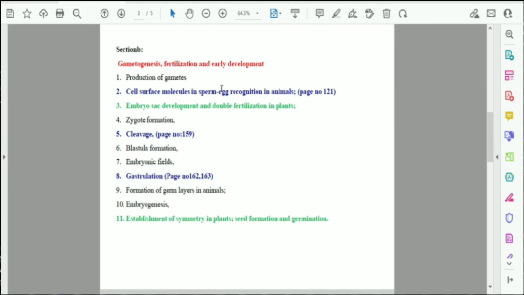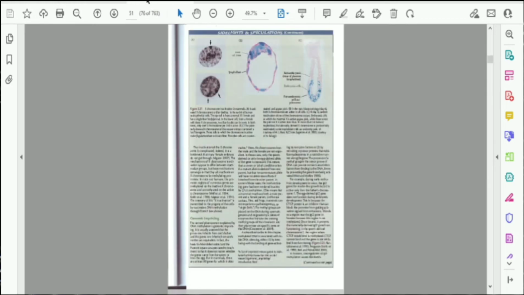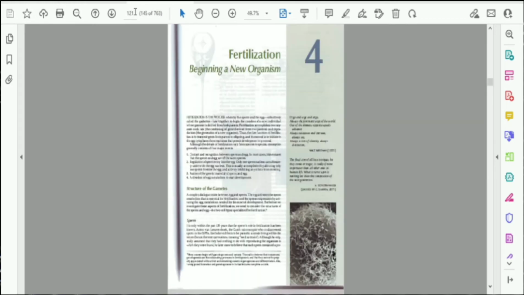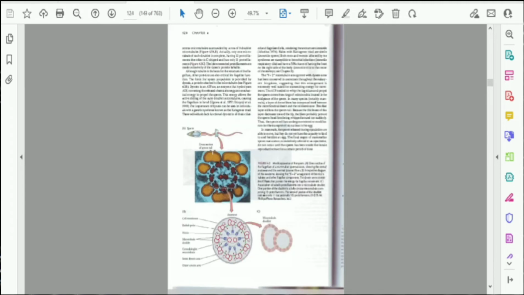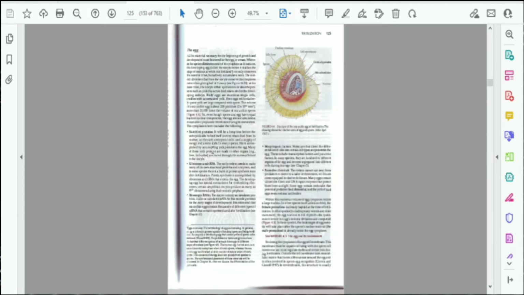Okay, so the first thing is that cell surface molecule in sperm egg recognition in animals is given on page number 121. So this is fertilization. Everything you have to study. First thing you should study is the structure of gametes, and modification of germ cell to form a mammalian sperm, structure of sperm, structure of egg should be studied.